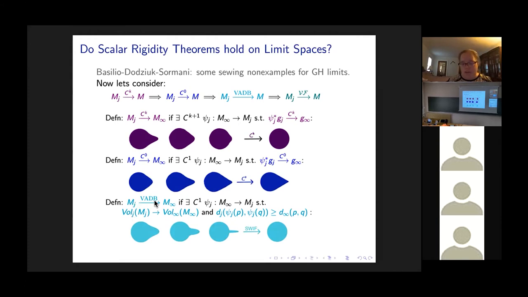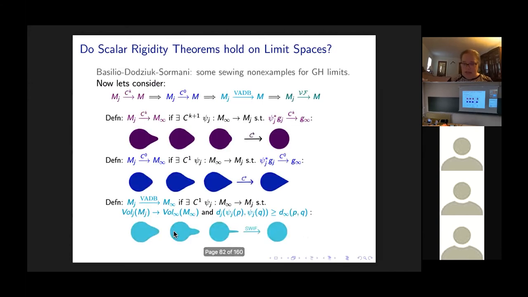For volume above, distance below convergence, this is a newer notion. And now we've weakened it further. We only have the volume converging from above and the distances from below. And now it's a completely open question. What can one do? It would be interesting to combine the techniques that Bamler is teaching in the afternoons to see what you could maybe get out if you only have this kind of convergence. Do you have anything you can discover about Ricci flows? Is there anything you can learn in that setting?